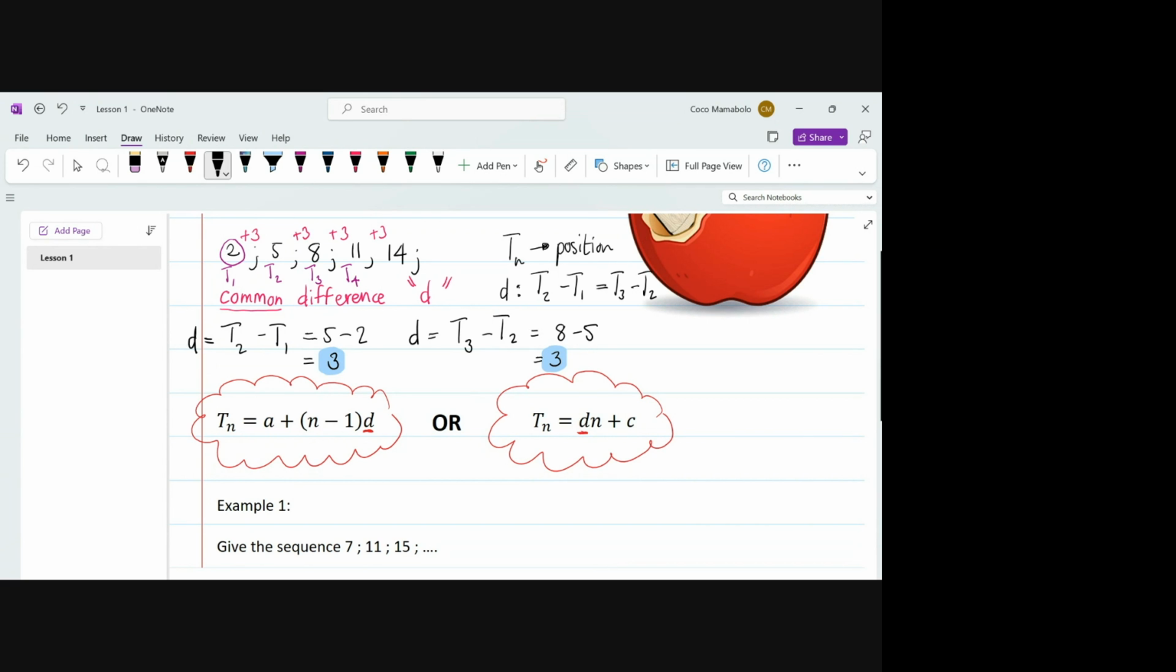All right. Now, don't think that it only works with these two numbers. It should work with all numbers. So if I decided to take T5 minus T4, that must also be the same as T4 minus T3. They must all give me the same difference. Because I'm looking for a common difference, they must all be the same.